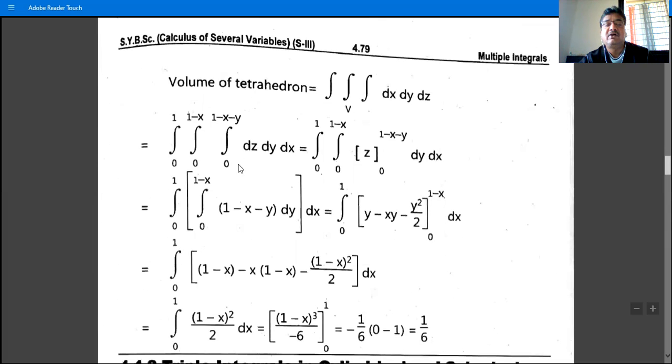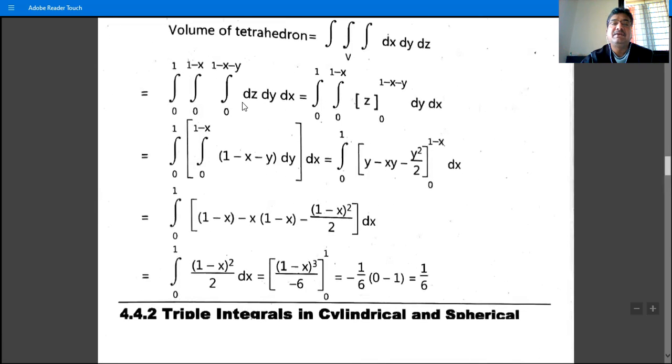The order of integration: z is first, because the limit of z is in two variables. The limit of y is in one variable, so its sequence is second. And lastly, we integrate with respect to x. So dz dy dx. Integration of 1 is z from 0 to 1 minus x minus y. Then the value at the upper limit is this, minus the value at the lower limit. Substitute z as 0, we have 0 as the answer.